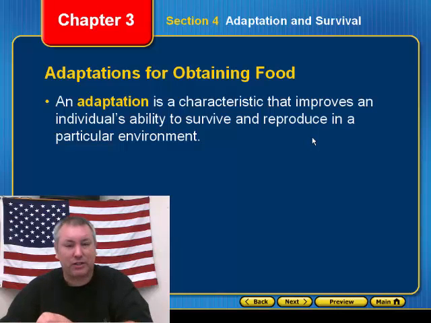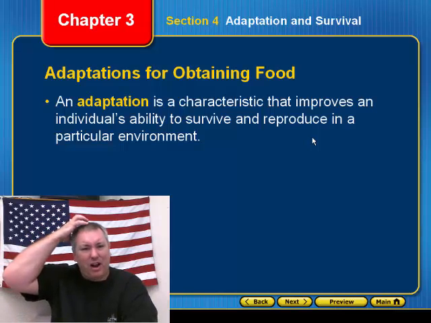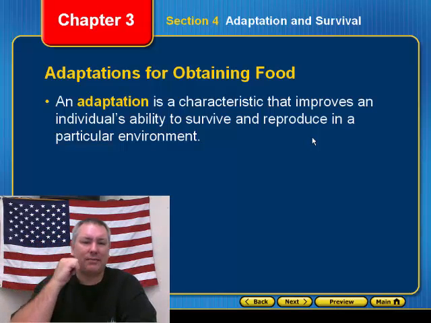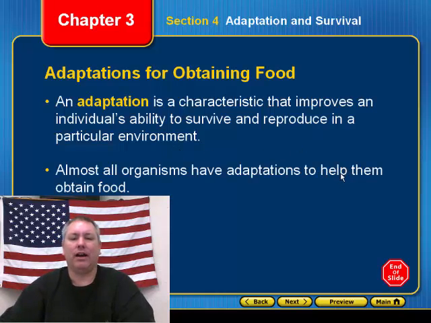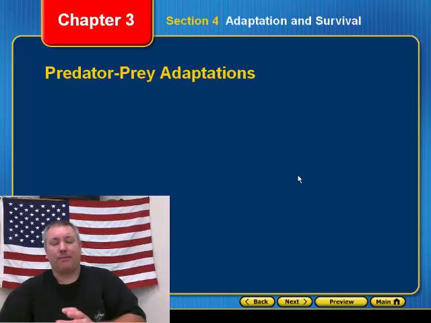If you look at that picture on page 84, you have that woodpecker there. He has an extremely hard skull so that he can pound into those trees and hammer those holes and get those insects for him to eat. Almost all organisms have adaptations of some form so they can obtain some type of food.